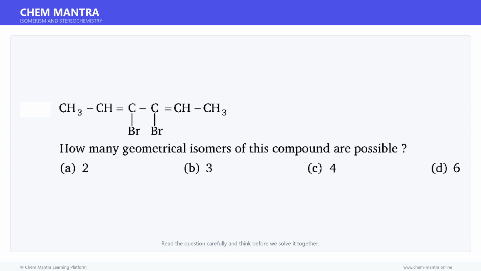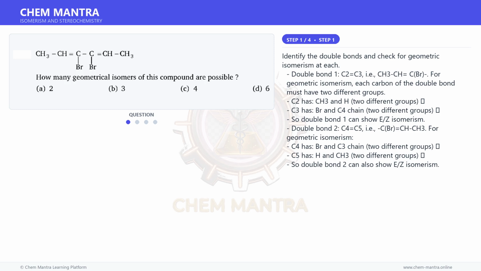Here is a question. Read it carefully and think about the answer. Let us solve it step by step. Let us begin solving this step by step. Identify the double bonds and check for geometric isomerism at each.